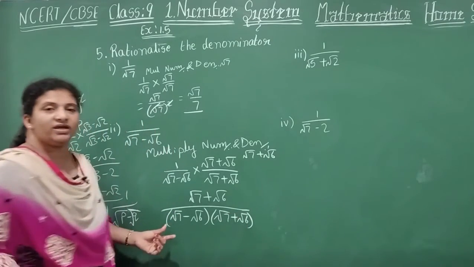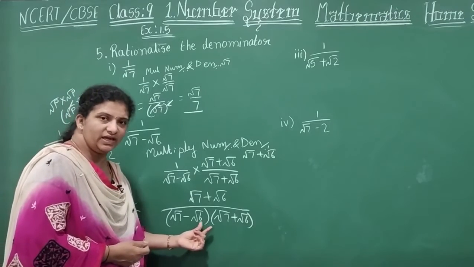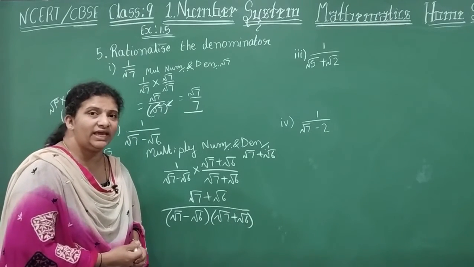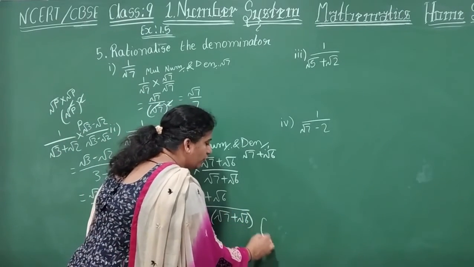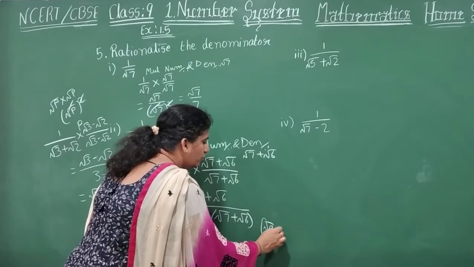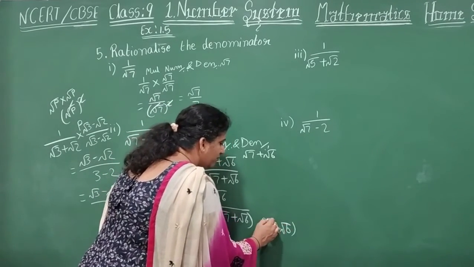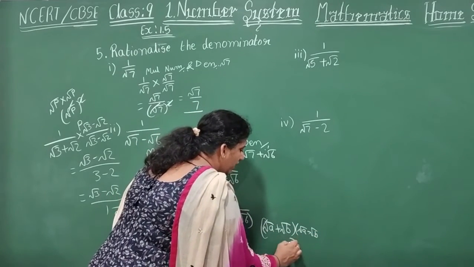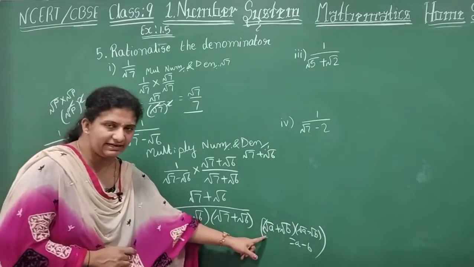So do you remember one identity here, children? What is that? Root a minus root b into root a plus root b, what is it? It will be a minus b. Whatever identity you use here, you have to write: root a plus root b into root a minus root b is equal to a minus b. I am using this identity, right?